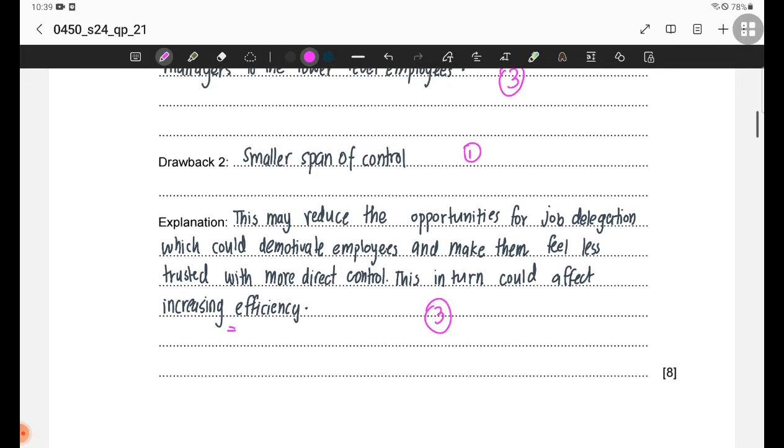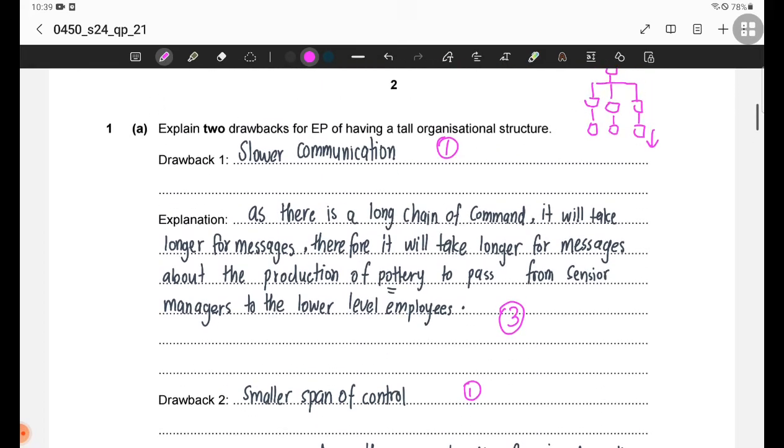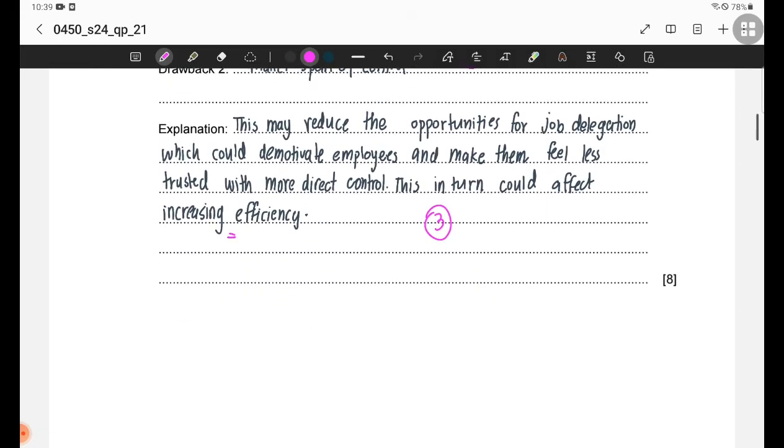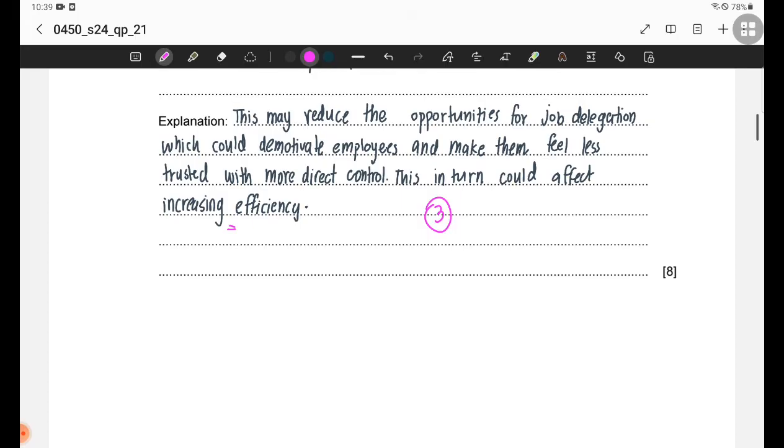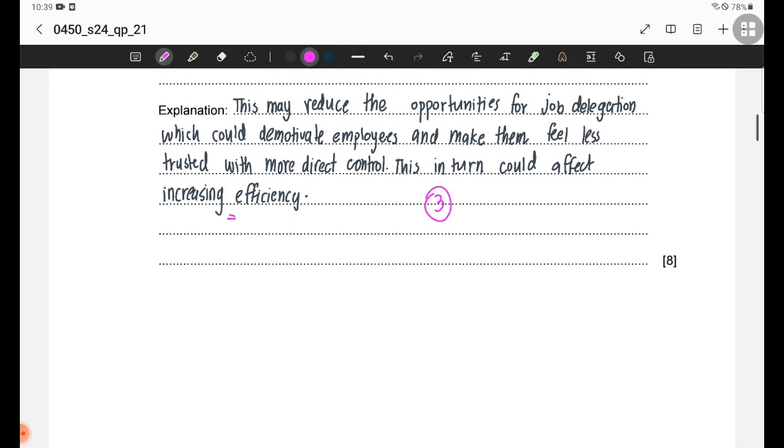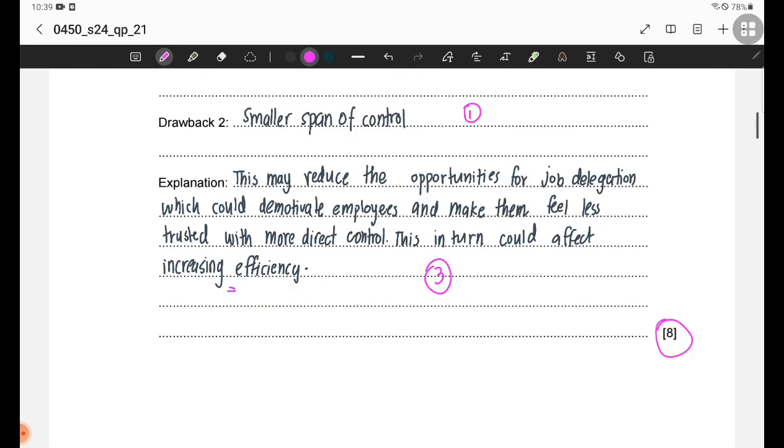Oh yeah, you have slow decision making, which is quite similar to the slow communication. You can also add things like misunderstandings could happen, or you can say senior managers are far in the hierarchy from the lower level employees, so they might feel demotivated since they're not gonna interact with them and stuff like that. There are many more answers, but these are just a few. Also remember to add your applications in order to get the full marks for each question.